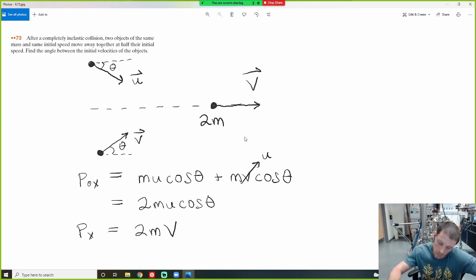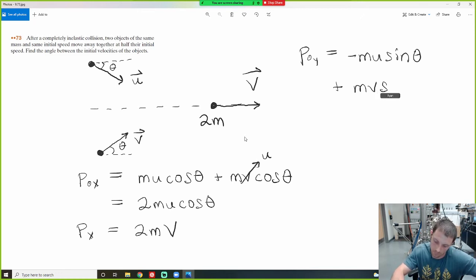Now we can write out the momentum in the y direction, and we'll do that just for practice, but I don't think we actually will end up needing it. But what this would look like is, for the mass that I've drawn on top, negative mu sine theta plus mv sine theta. And this is just 0.